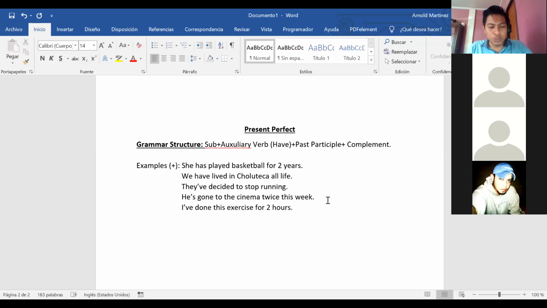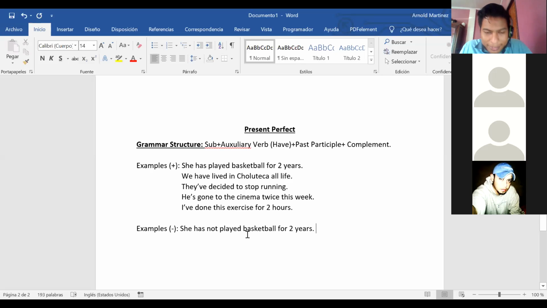Now we're going to move to negative sentences. You ready, guys? Ok, pasemos a negativo. Por ejemplo, podemos pasar estas que hicimos. She hasn't, or better, she has not first. She has not played basketball for 2 years. Very good.